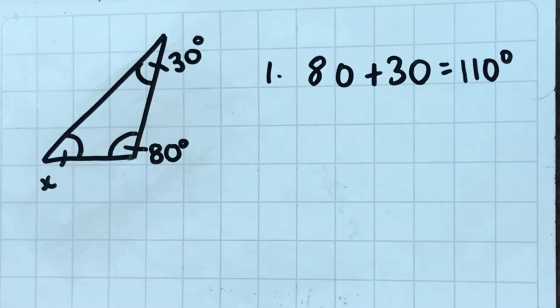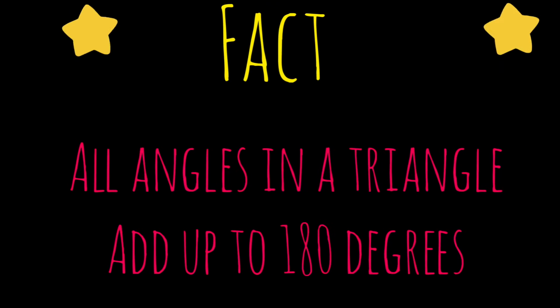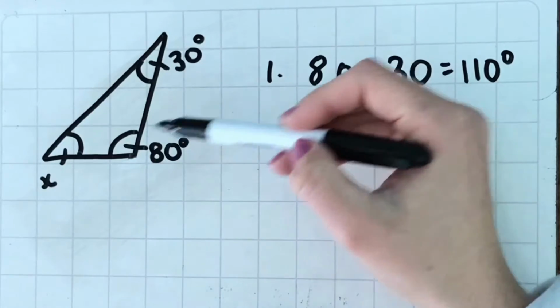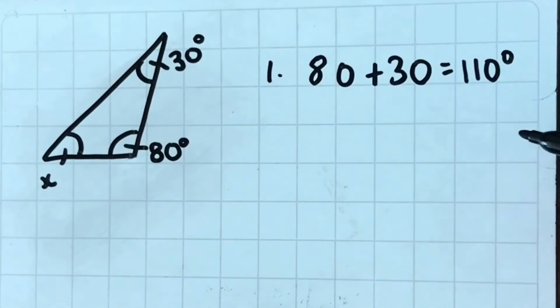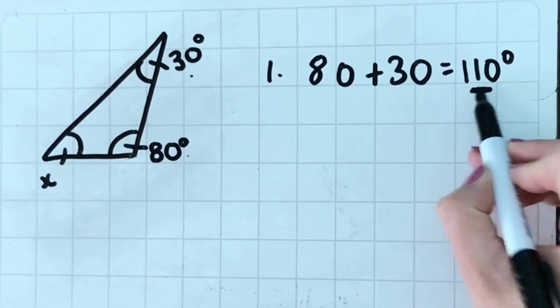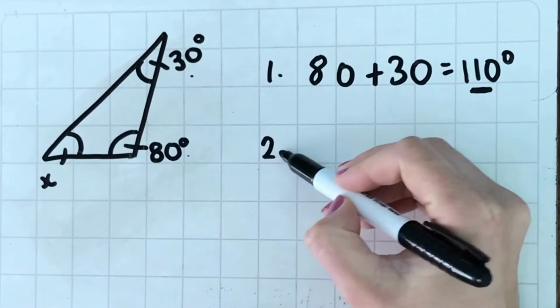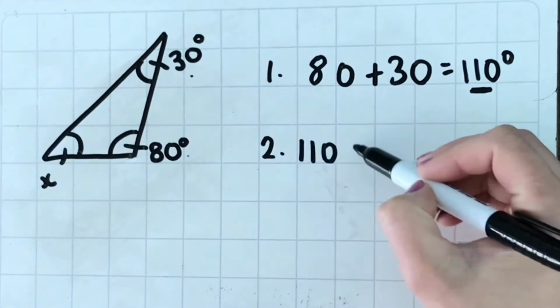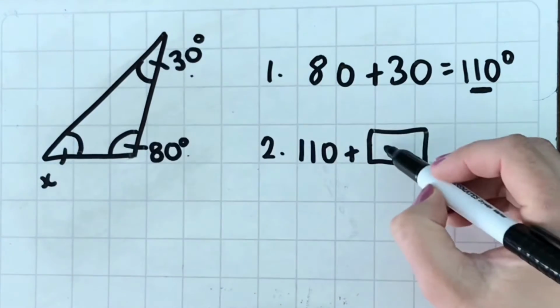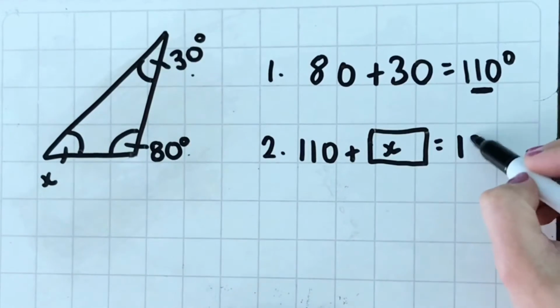in a triangle, all the angles add up to a total of 180 degrees. That means this angle plus this angle plus this angle has to equal 180 degrees. So what you know is this angle plus this angle equals 110. So for step number two, you know that 110 plus this missing angle, which is angle X, equals 180.